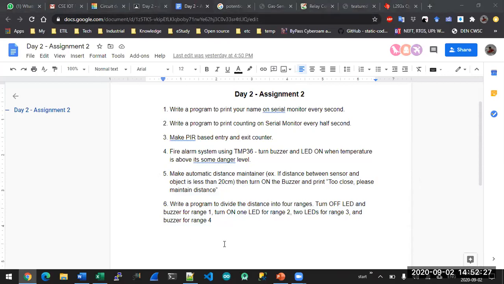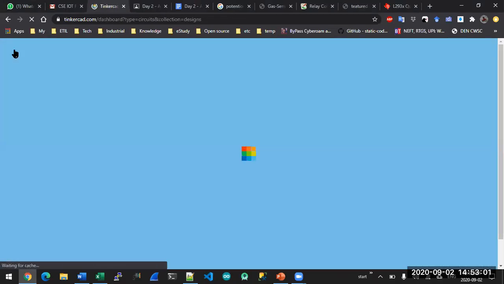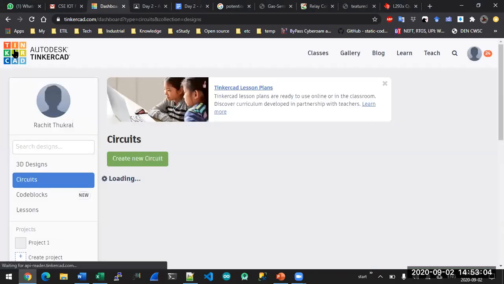Okay, so now the next experiment was write a program to divide the distance into 4 ranges. So we have to turn off the LEDs and buzzer in case of range 1, turn on one LED in case of range 2, turn on the two LEDs in case of range 3, and turn on the buzzer for range 4. So we will just see the program, which is half the same as measuring the distance from the ultrasonic sensor, and then we have to just divide the distance into ranges and make the LEDs and buzzer off or on accordingly.